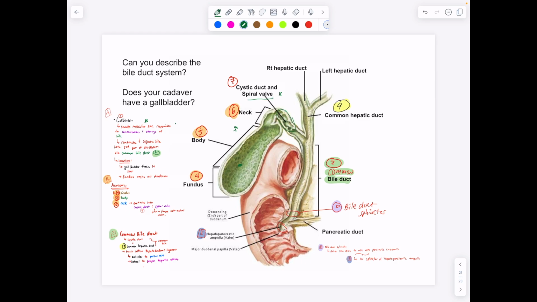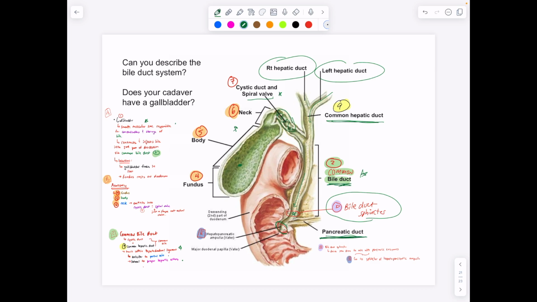The spiral valve is a valve in name only; it's just the shape of a spiral in the cystic duct, and it travels with the hepatoduodenal ligament anterior to the portal vein and lateral to the proper hepatic artery. The cystic duct drains into the common bile duct. You have your right and left hepatic ducts that come from your common hepatic duct, which drains into your common bile duct. Those go down to the bile duct sphincter, which often is closed, and when you eat, it will open up and mix with the enzymes from your pancreas.